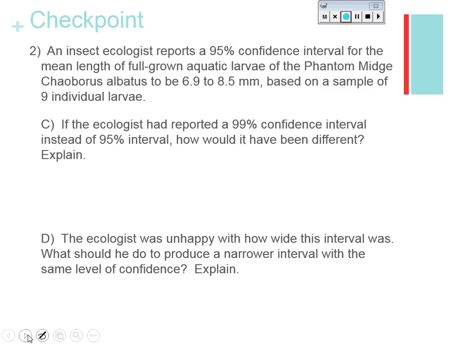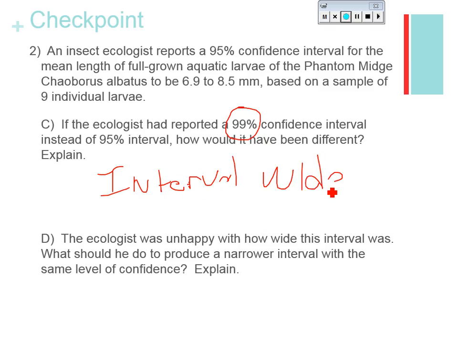Part C says, if the ecologist had reported a 99% confidence interval instead of 95%, how would it have been different? So just remember that whenever you increase your confidence level, that's going to make you more confident. And what that will do to the interval is that it makes the interval wider. So if you want to increase your confidence level, you want to include more numbers in that interval. And that is essentially a function of how the confidence level affects the values that are in the interval.